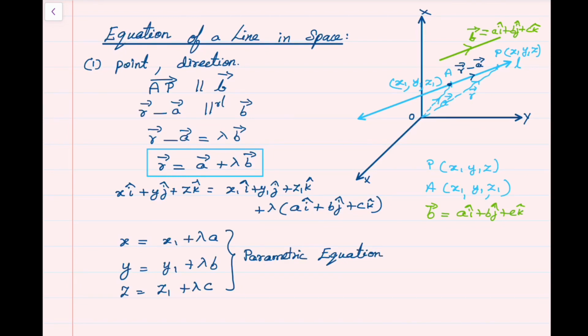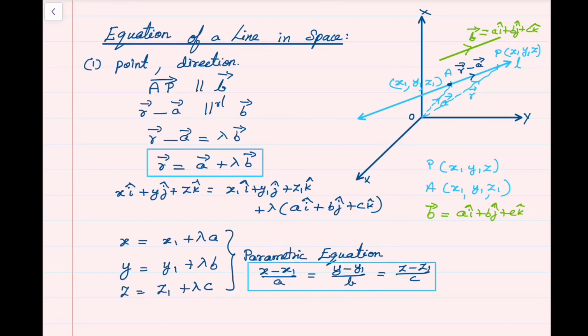Now we can find lambda from all the three equations. Lambda from the first equation is (x minus x1) divided by A, lambda from the second equation is (y minus y1) divided by B, and lambda from the third equation is (z minus z1) divided by C. This is the Cartesian equation of a straight line in three-dimensional geometry.